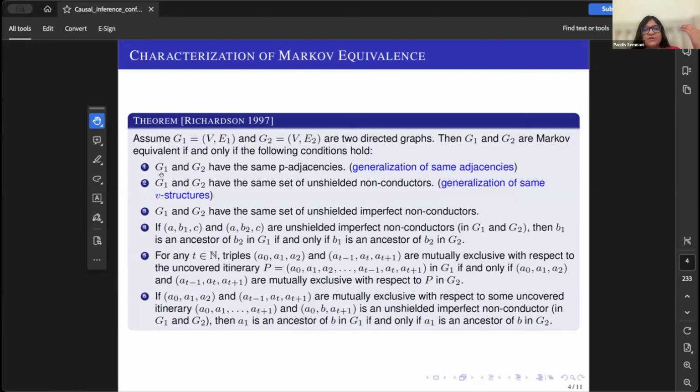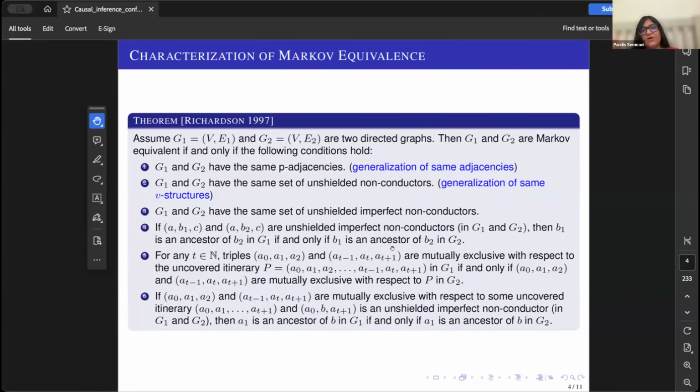The first condition says that G1 and G2 should have the same P adjacencies. This is a generalization of the two graphs having the same adjacencies in the DAG case. And the second one says that G1 and G2 should have the same set of unshielded non-conductors. This is, again, a generalization of the two graphs having the same set of V structures in the DAG case. The other conditions, though, won't happen unless the graph has a cycle. Otherwise, those structures are just impossible. So that's the characterization of Markov equivalence.